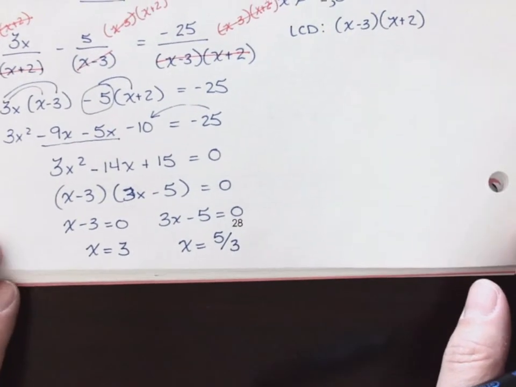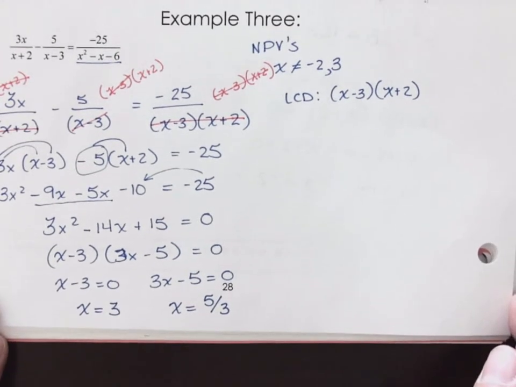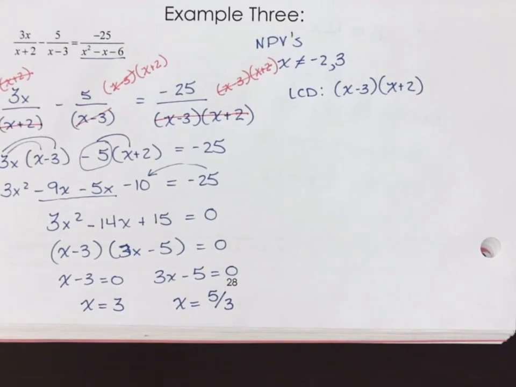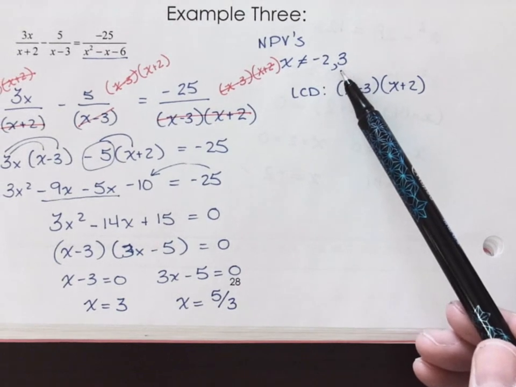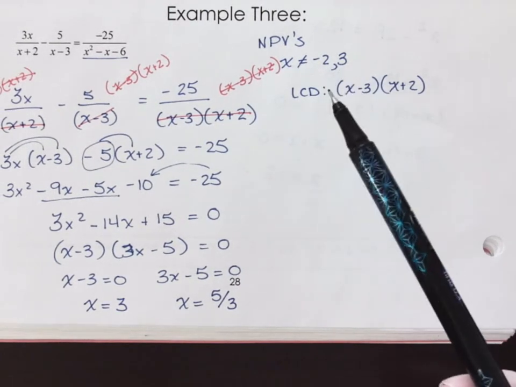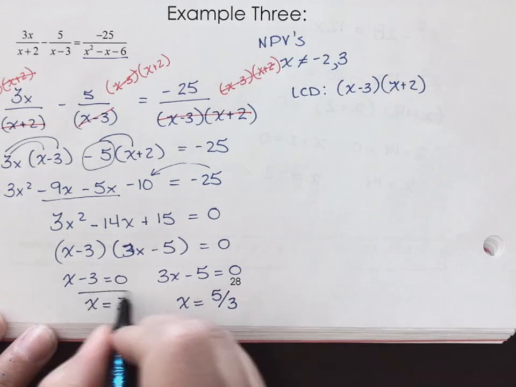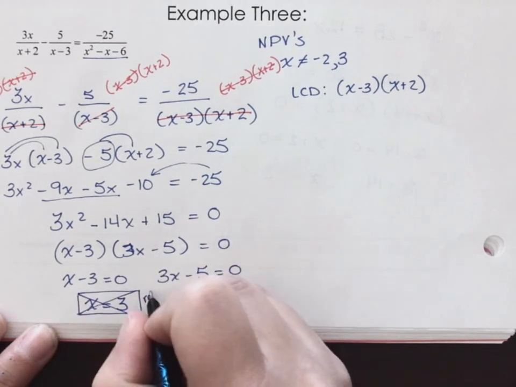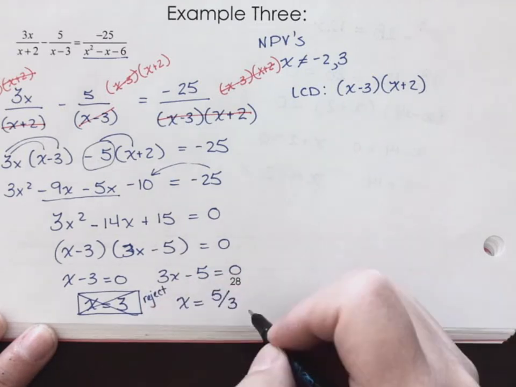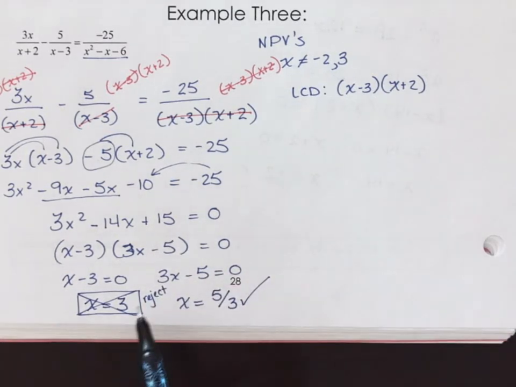Okay, what's the last thing that we have to do? Check with the NPVs. And what do you see right now? That 3, right? So it says non-permissible value, x can never be 3. So we're going to go down here, and we're going to reject it. 5/3 is good, but the 3 gets rejected based on the NPVs.